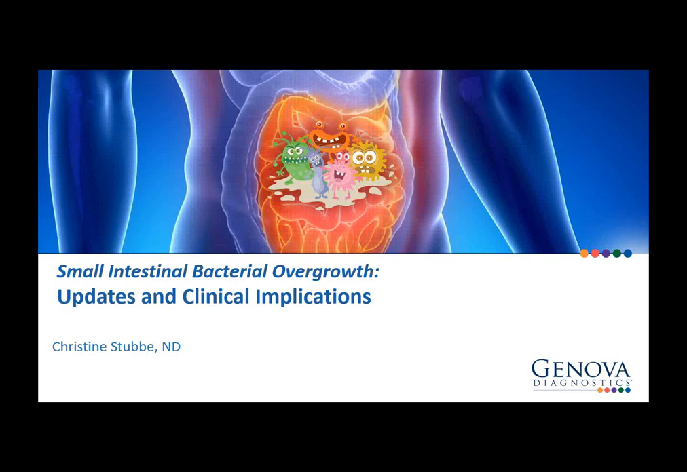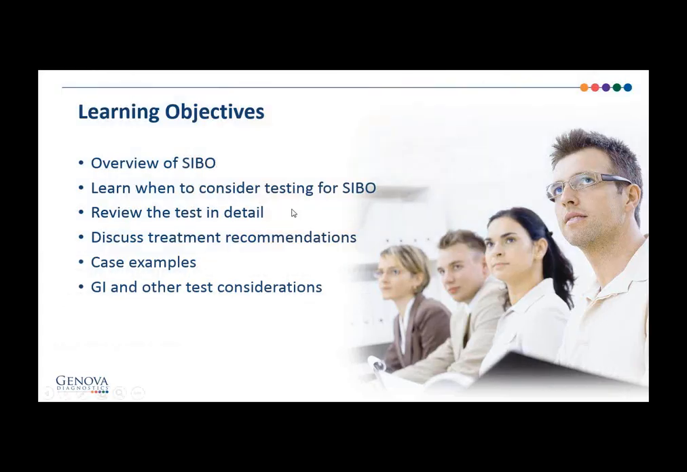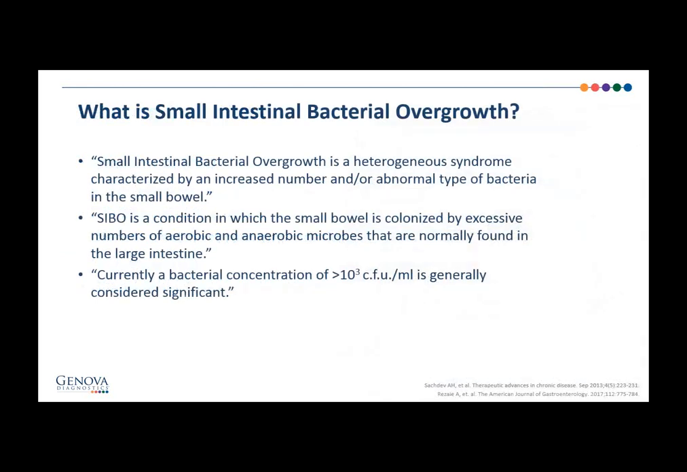So some objectives for today. We're going to do an overview of the condition SIBO. We're going to learn what patient population you would think about to consider testing for SIBO. We're going to review the test in detail, discuss some treatment recommendations. We have 2 case examples that we're going to go over, and then we have some GI and other test considerations that we're going to look at.